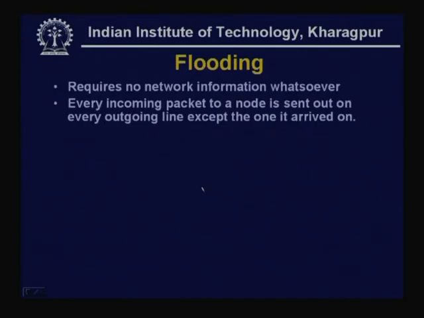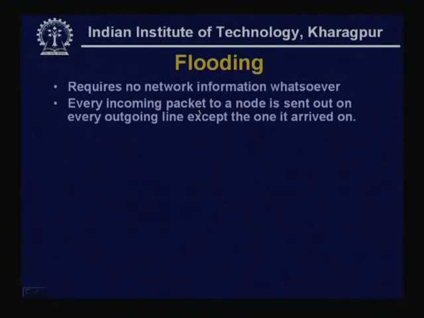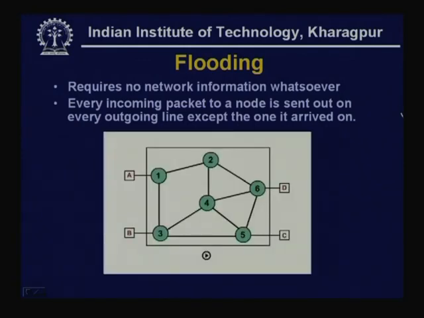Next comes the flooding algorithm. This flooding algorithm has a very unique property. It does not require any network information, neither the topology nor the load condition nor the cost of different paths. It does not require anything. What it does is, every incoming packet to a node is sent out on every outgoing line except the one it arrived on. So, it simply forwards on all paths except the one through which it has come.